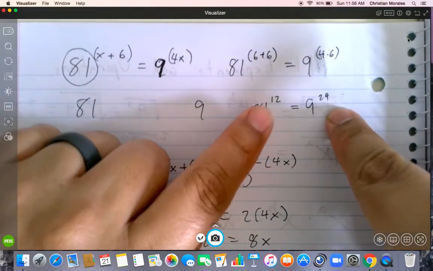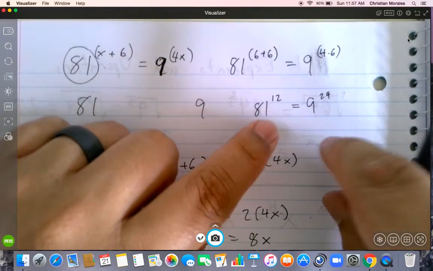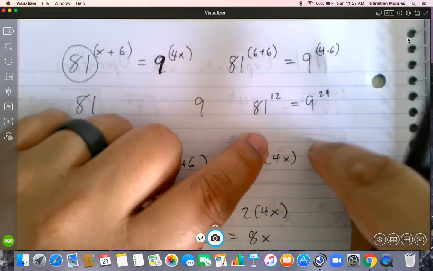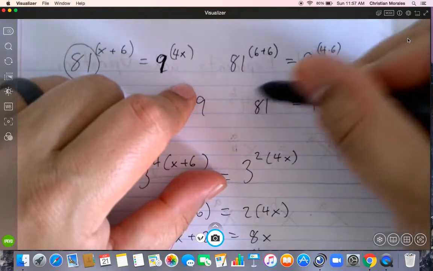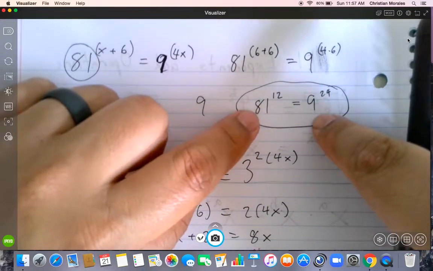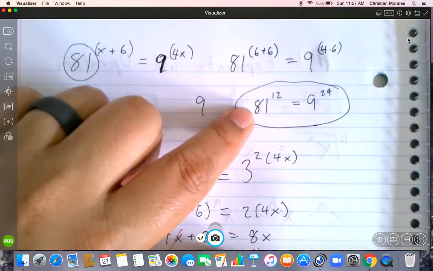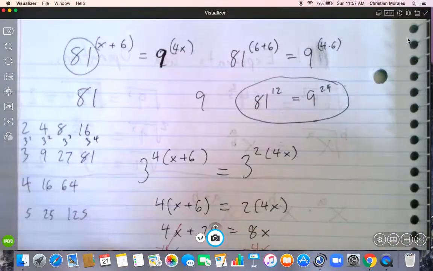And if you put those both in your calculator, you will get the same answer. I'm not going to do that right now, but that's how you would double check it. Okay, the answer is 6, and you would double check it by plugging it in. That's how you would do it.